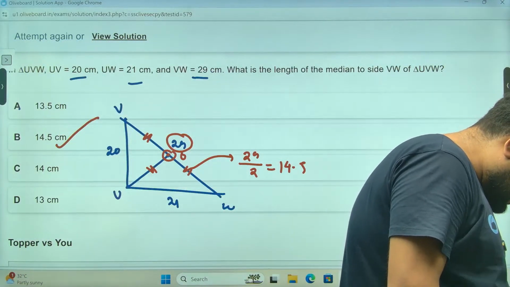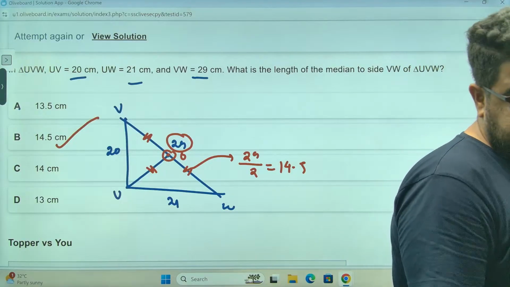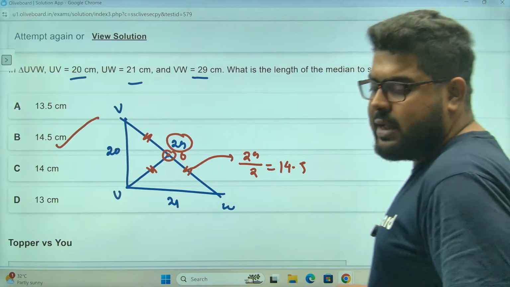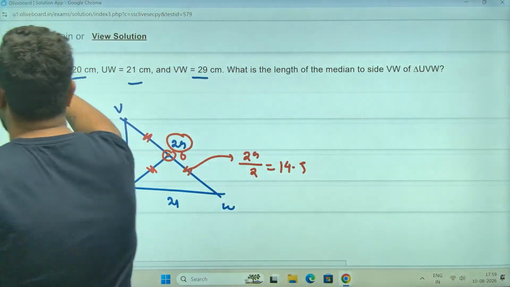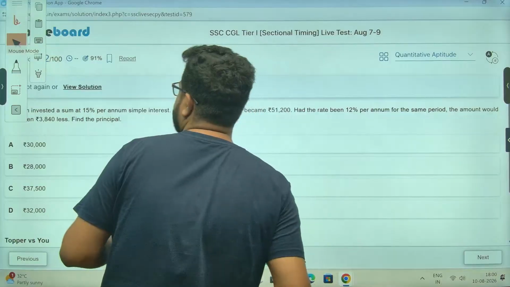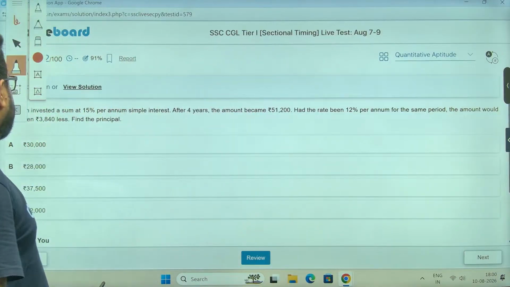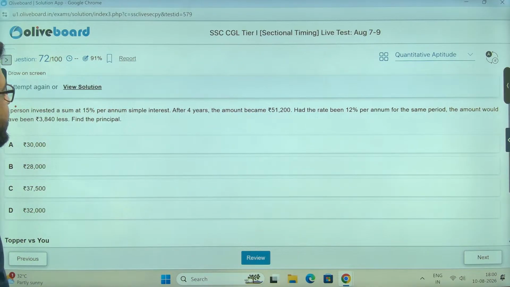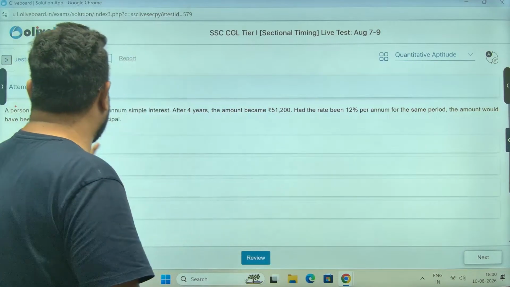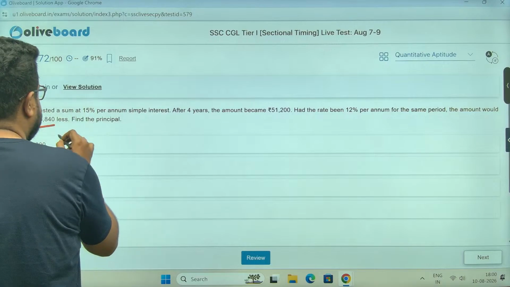Which class exam? Brother, this is from the last live mock. That was live till last Sunday, meaning yesterday. This is the analysis of that. Correct? Chalo. A person invested at 15% simple interest for 4 years, and the amount becomes this. Had the rate been 12%, meaning a 3% difference, the amount would be this much less. Very simple.